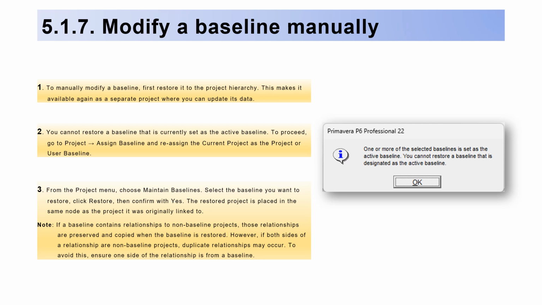Note: if a baseline contains relationships to non-baseline projects, those relationships are preserved and copied when the baseline is restored. However, if both sides of a relationship are non-baseline projects, duplicate relationships may occur. To avoid this, ensure one side of the relationship is from a baseline.